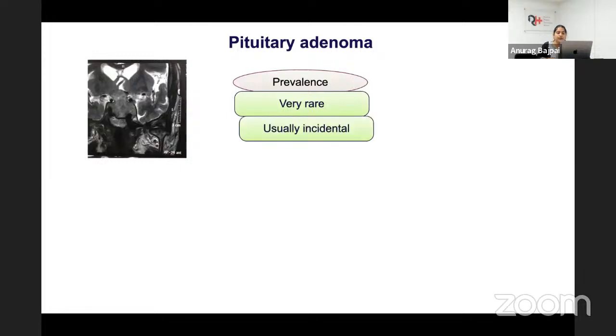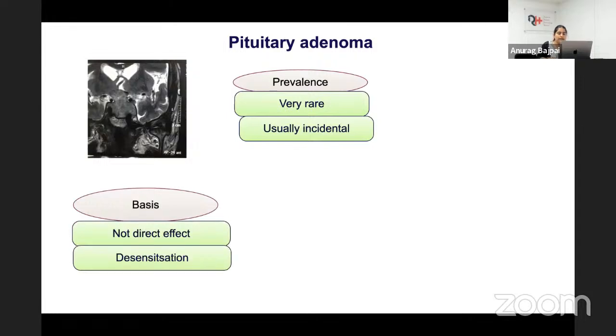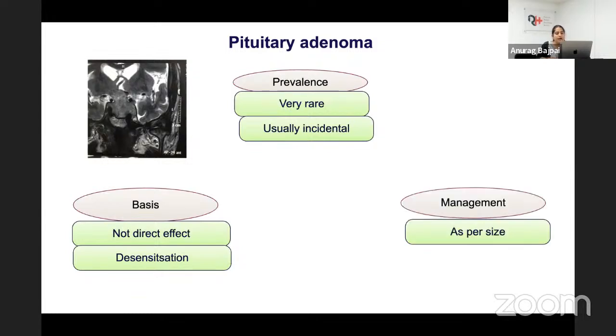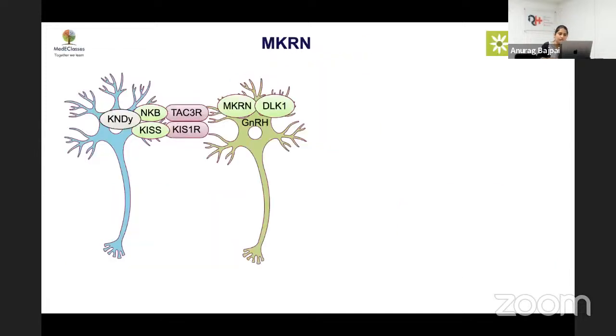So it is very rare to say that a pituitary adenoma is the cause of precocious puberty. But if we get precocious puberty and there is a pituitary adenoma in the MRI imaging, this is usually an incidental finding. It is generally not due to the pituitary adenoma. It is due to the increased intracranial pressure that has led to the precocious puberty. We manage this case as per the size of the adenoma, whether it is micro or macro adenoma, and we do the workup for the evaluation of anterior pituitary hormones.